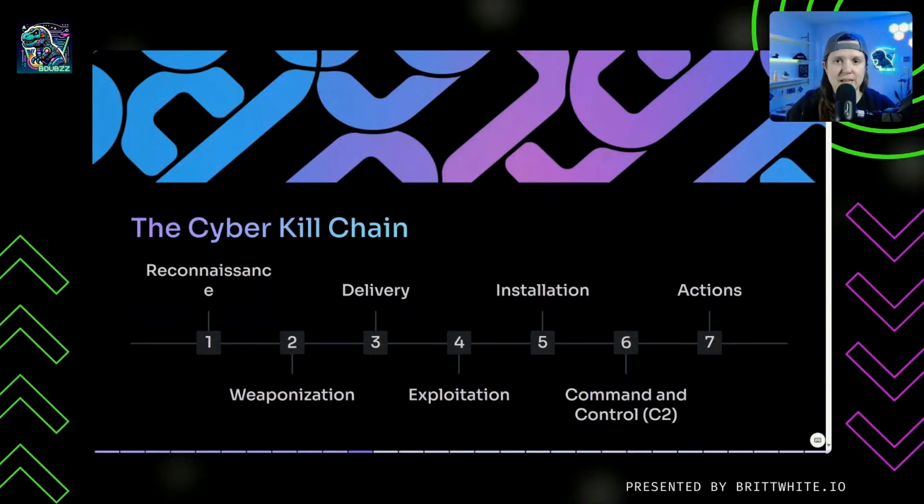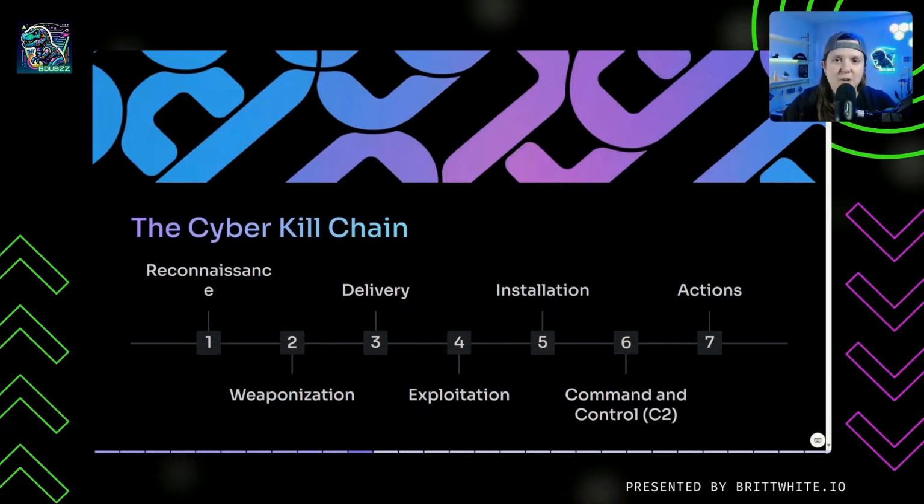Next comes weaponization. At this stage, the attacker is crafting their tools. They might be developing a piece of malware or crafting a really convincing phishing email, whatever they think will work best based on what they learned during recon.